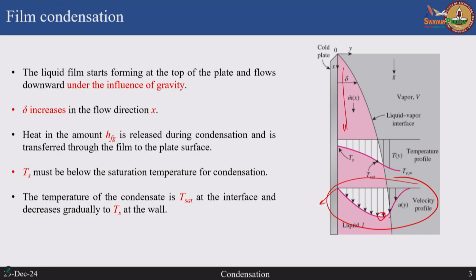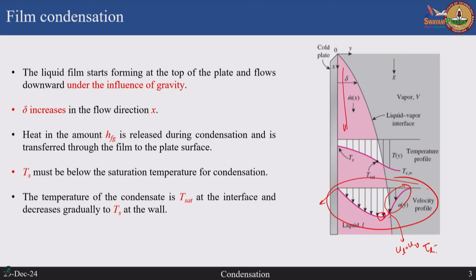Because outside the film, the vapor is not completely stationary; the vapor is also flowing due to gravity. So there is a very small velocity there, but quickly after some distance the vapor velocity goes to nearly 0, and at the interface it has to satisfy the continuity of velocities. So the liquid velocity should be equal to the vapor velocity, or let me use V, and similarly the shear stress due to the liquid should be equal to the shear stress due to the vapor.